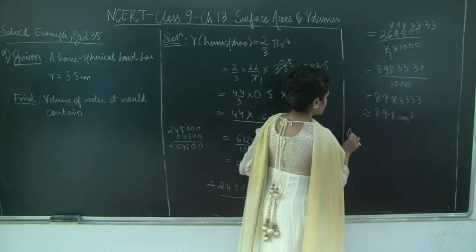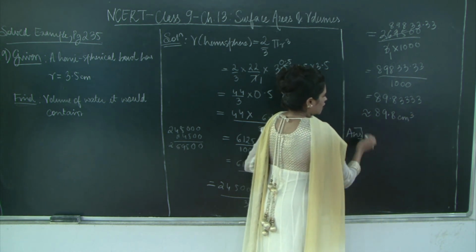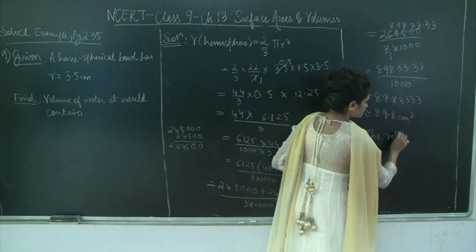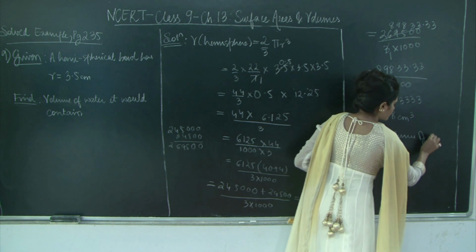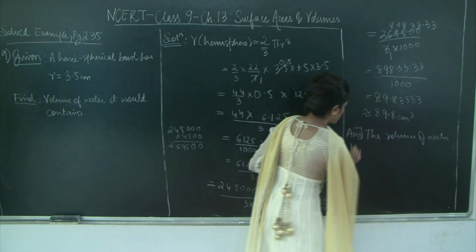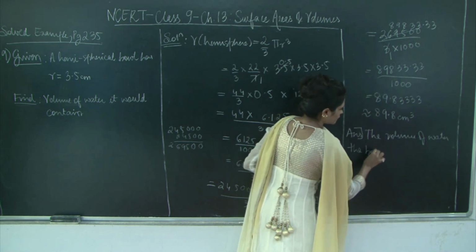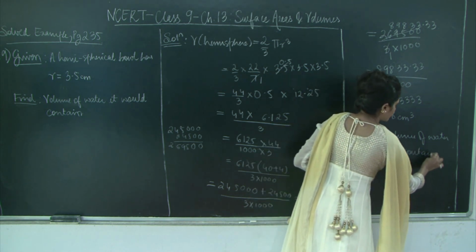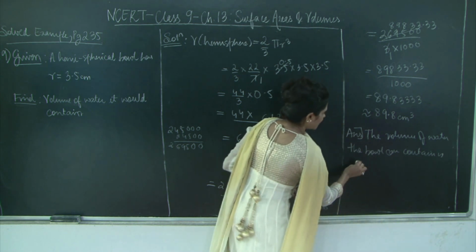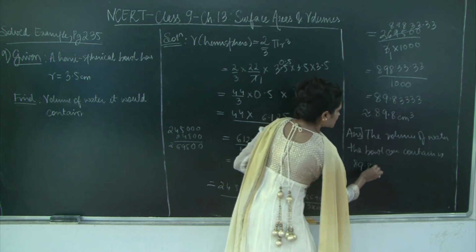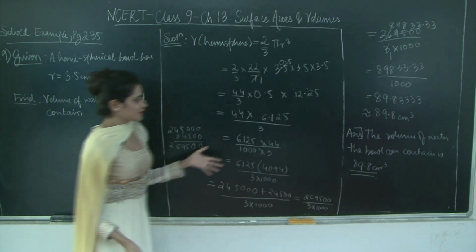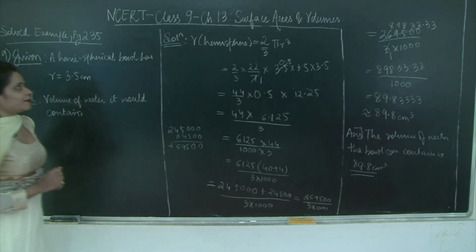So finally you are going to write your answer, that the amount of water or the volume of water the bowl can contain is 89.8 centimeter cubes. So please take a look at the solution.